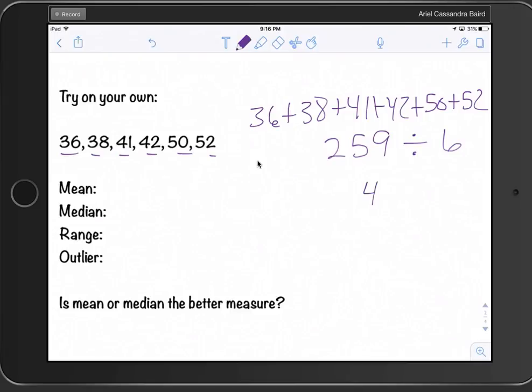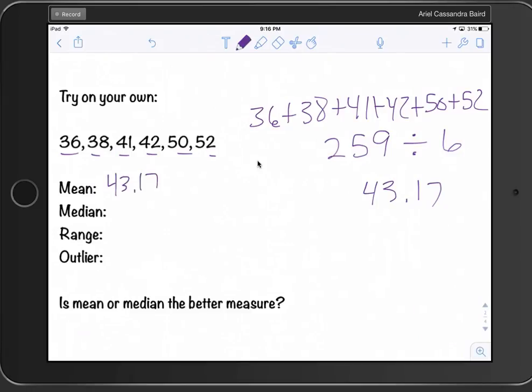is 43.17. I'm going to double check that on my calculator real quick, which is always a good thing to do. Sometimes you have to double check on a lot of these averages to make sure that you didn't miss a number. All right, so 259 divided by 6 is 43.17. All right, so the mean is 43.17.